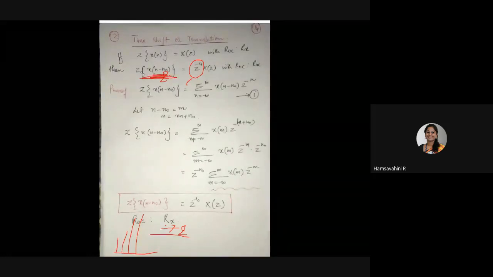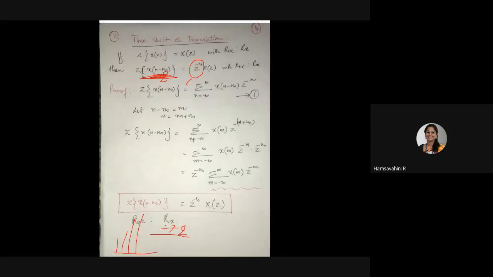But the ROC will remain the same because I am not changing the characteristics of the signal. The signal remains the same, only it is shifting towards right or left. So the ROC for a given signal will remain the same. Now we'll prove this property.